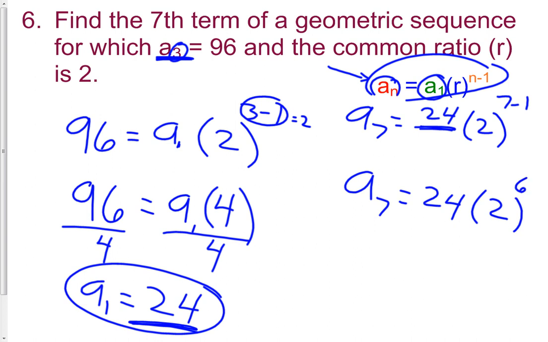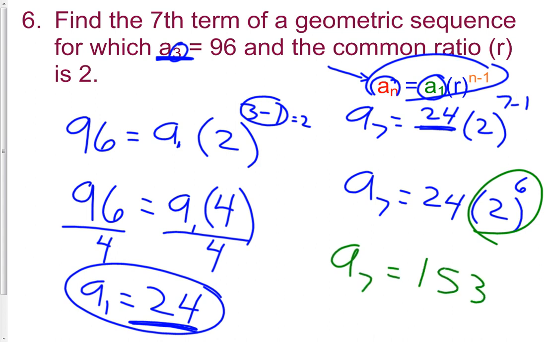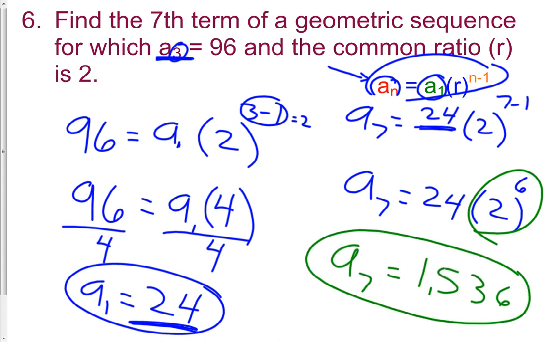You can do that in your calculator. Once again, do exponents first. So do 2 raised to the 6th power, and then multiply that by 24. When you get that, you should get 1,536. And there's your answer for that one.